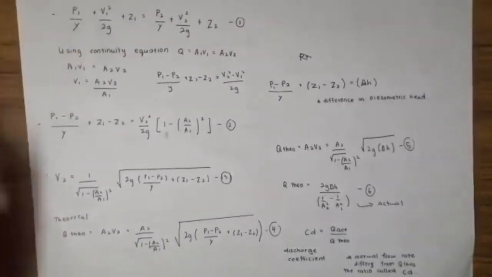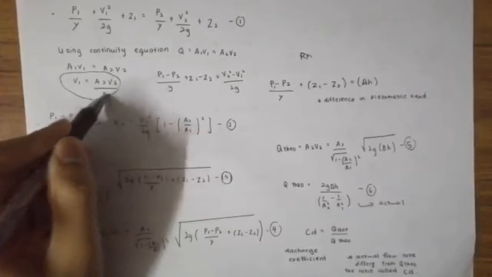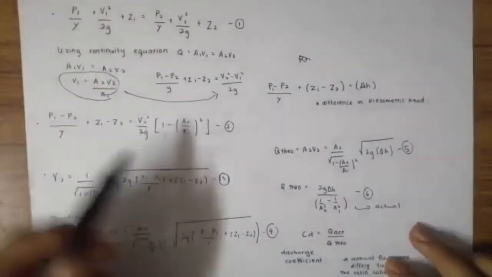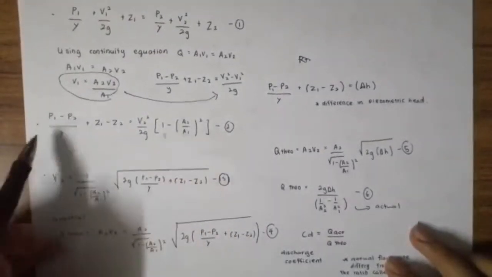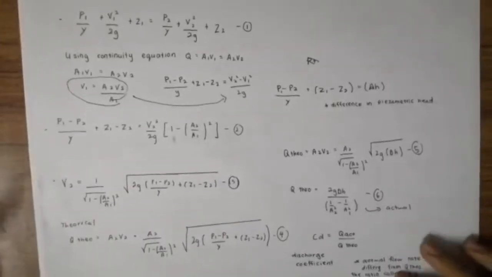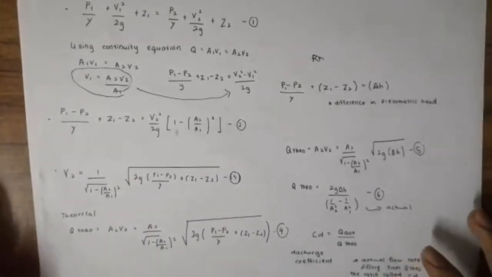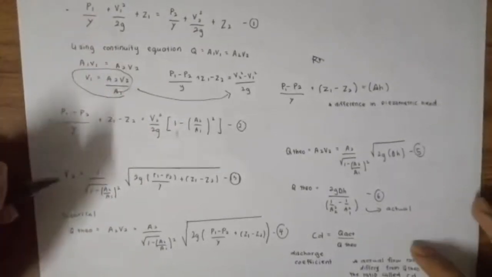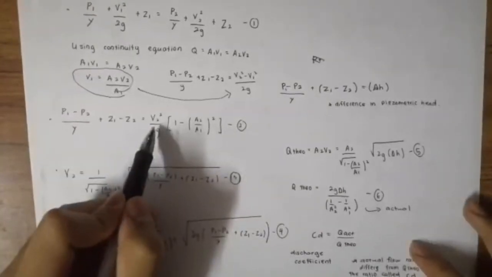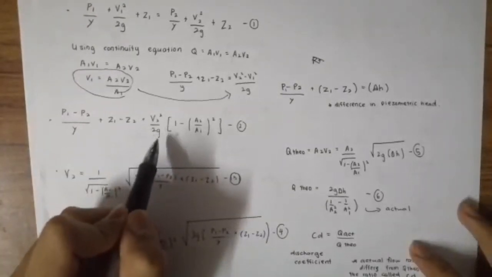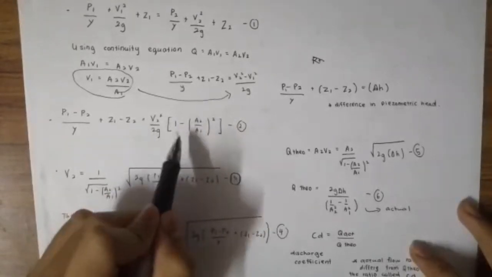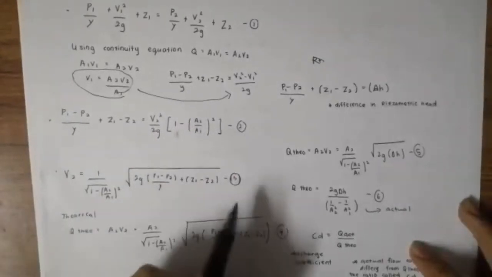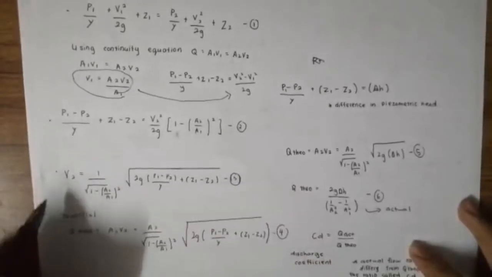So we use this and apply it here by substituting V1, and we get the second equation. Next, we are trying to find the velocity. We only have one unknown for velocity, which is V2, because we have substituted V1 and isolated V2. So here is the continuation of the second equation, that is the third equation.